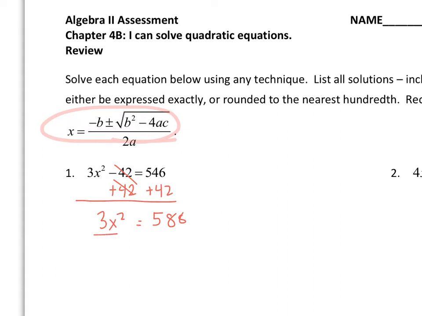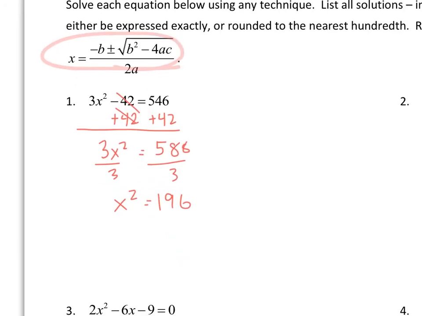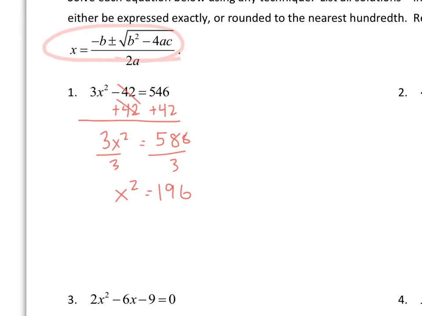And then we'll further isolate x by dividing both sides by 3. I get x squared then equals 588 divided by 3. That works out to be 196. Stopping here would be a problem because I've one more step, and that's to take the square root of both sides. And if I do that, 196 is a perfect square. So I get x equals 14.